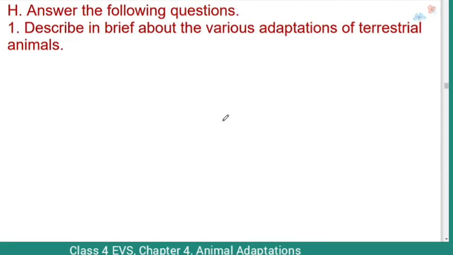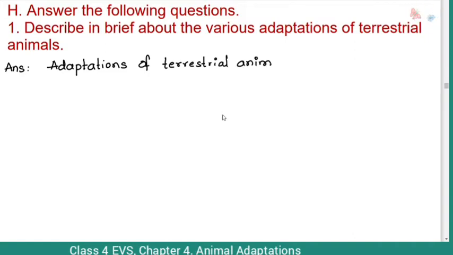Section H. Answer the following questions. First question. Describe in brief about the various adaptations of terrestrial animals. Answer: you will see some of the adaptations of terrestrial animals.